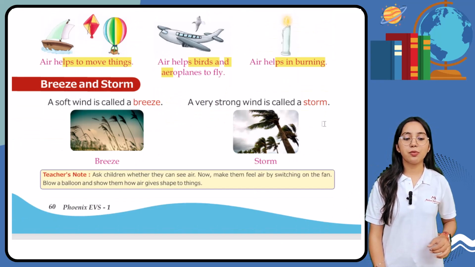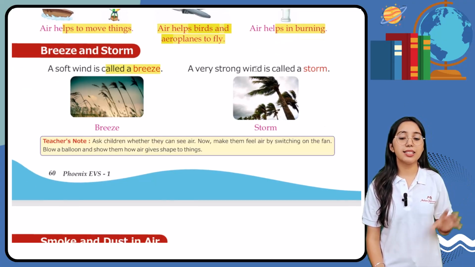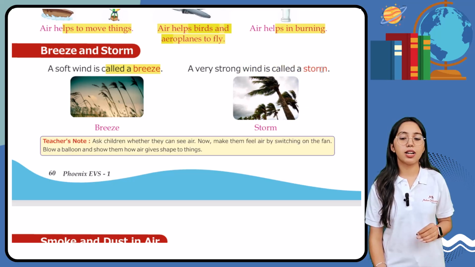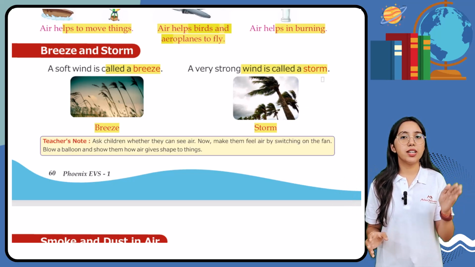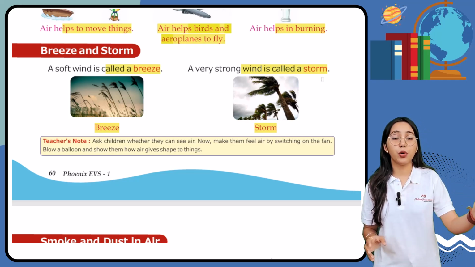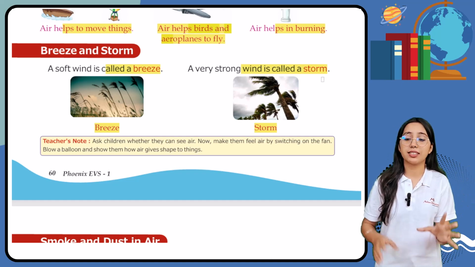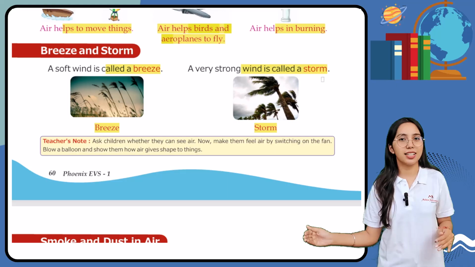Now next we have breeze and storm. A soft wind is known as breeze. A very strong wind is called a storm. So now students, we have seen that moving air is known as wind, right? And when this wind is blowing softly, this is known as breeze. And when this wind is moving very strongly, that means it is a storm.